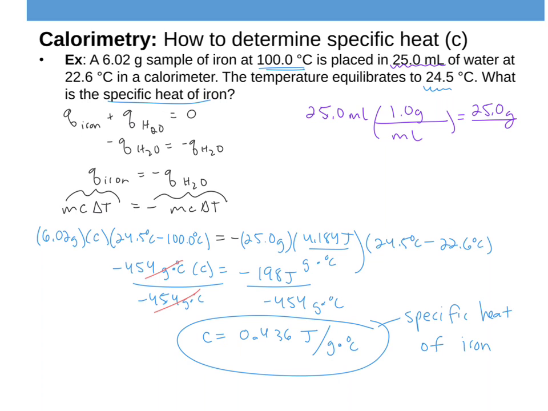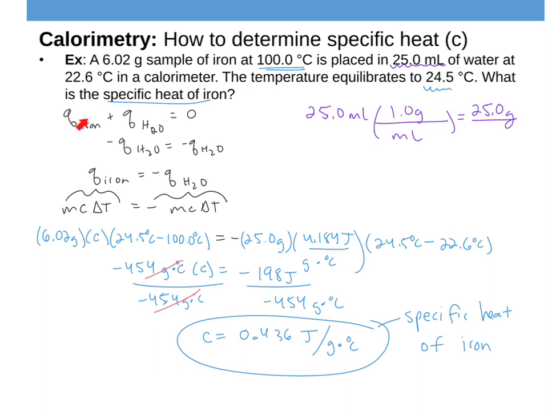Right, it's telling me that to heat up a gram of iron, it requires 0.436 joules to raise it 1 degree Celsius. So that's the specific heat of iron, right? But it's the exact same problem as the previous slide. It's just a little more wordy, less pictorial.